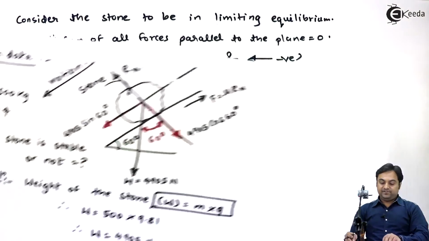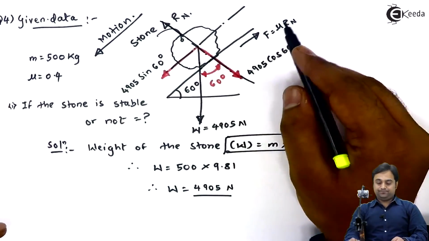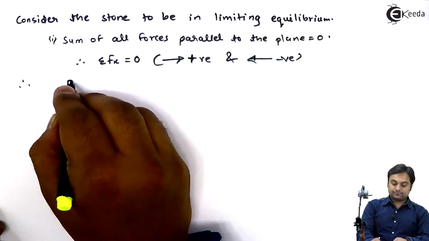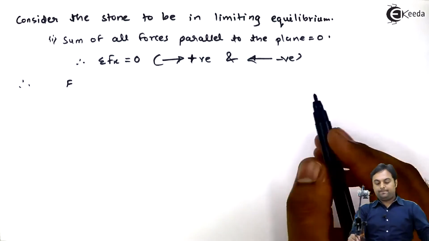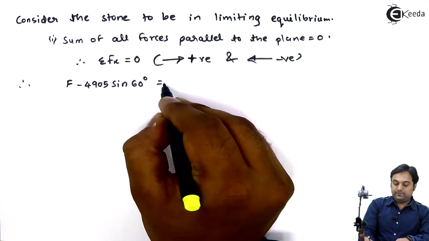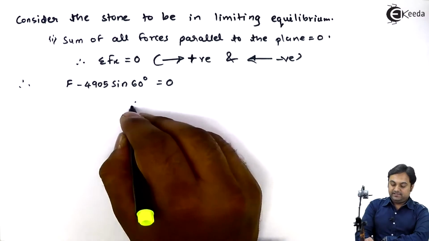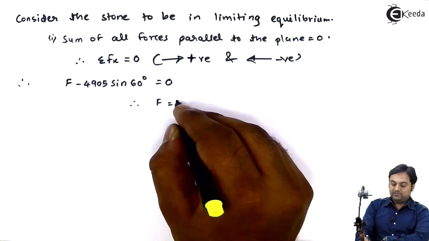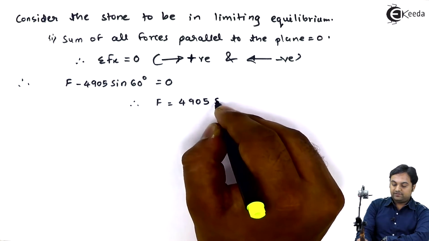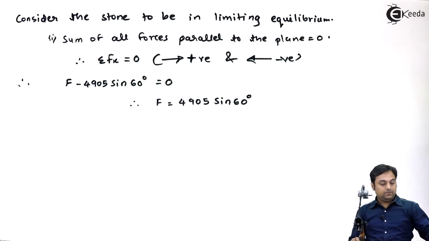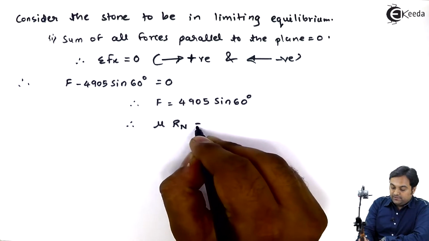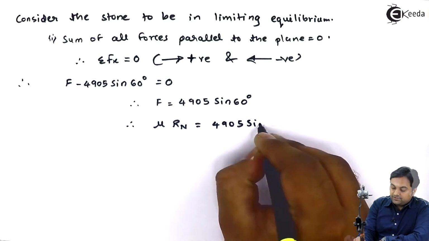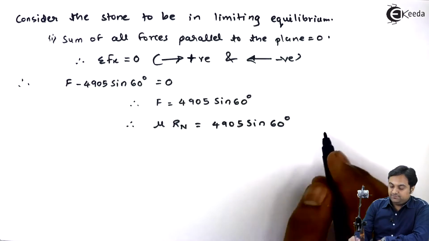Therefore, if I look in this diagram, F is acting upward, so positive. 4905 sin 60 acting downward, so negative, and that should be equal to 0. Here I'll say that therefore capital F is equal to, I will shift 4905 sin 60 onto the other side. So hence I would be getting this value. In this I can say that therefore this F is also equal to mu into Rn, which is equal to 4905 sin 60.